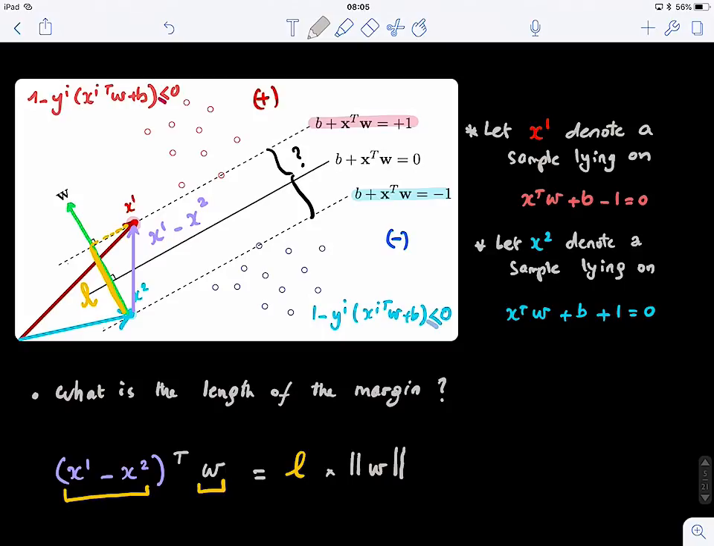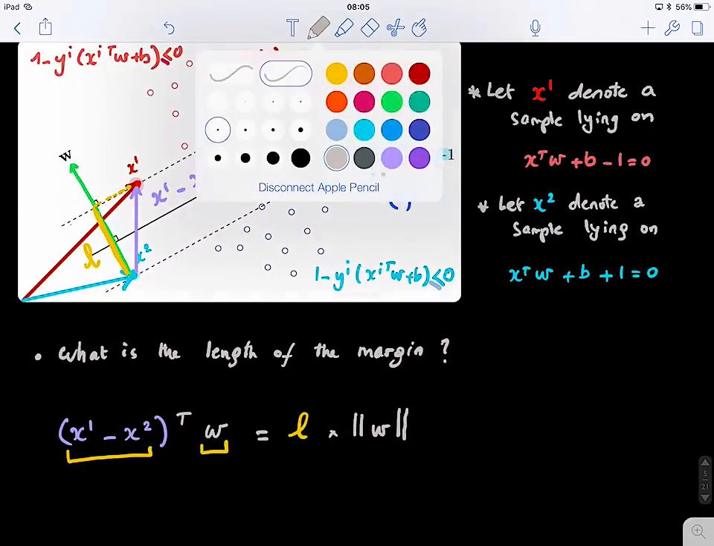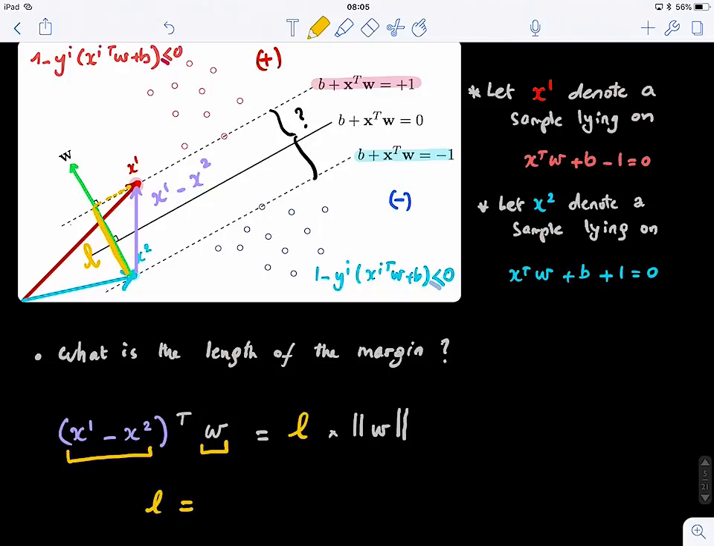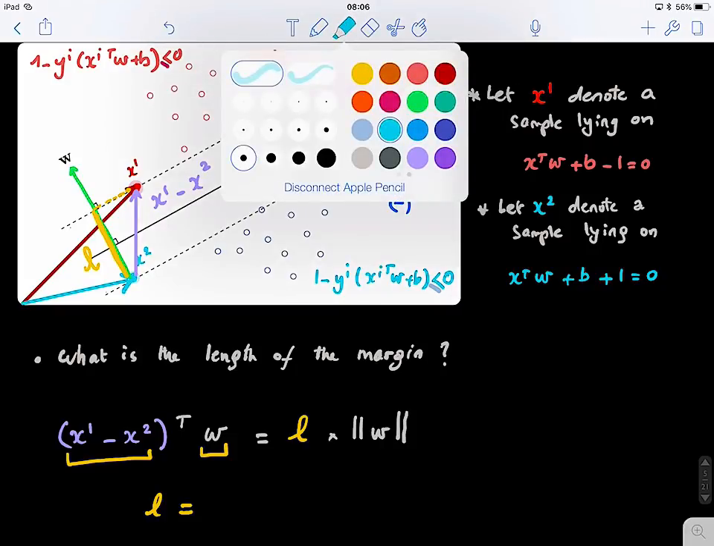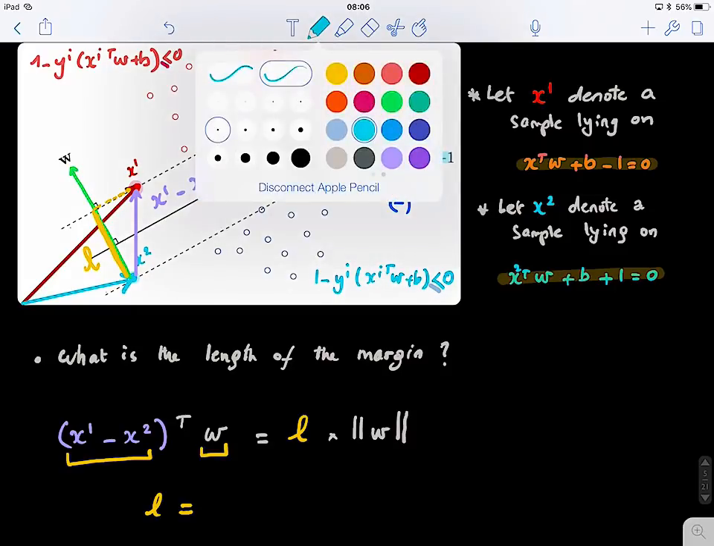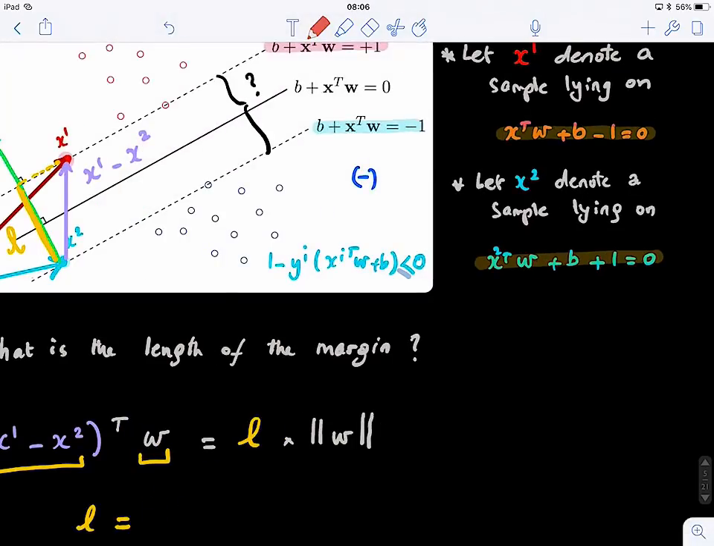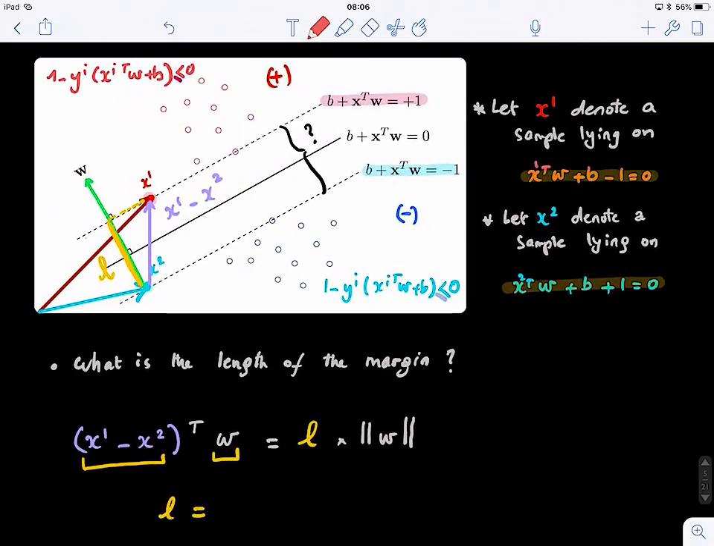So our goal in support vector machines is to maximize the margin. To maximize the margin, the first step is to compute the margin. So L here is equal to what? I will give you a minute. Pause this video and try to derive the formula for the margin L. You have two hints: you know that x1 satisfies this equality, and so does x2, because they lie on the boundary of the bottom hyperplane and the upper hyperplane. So just take a minute and try to compute L.